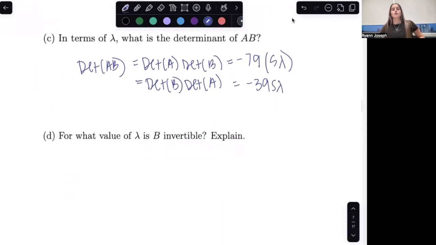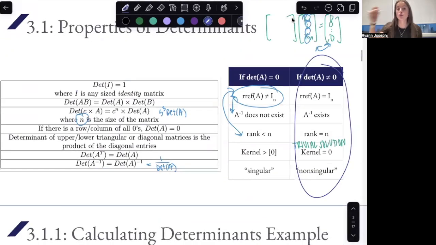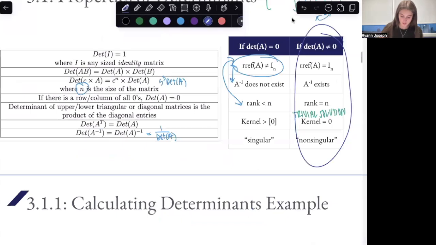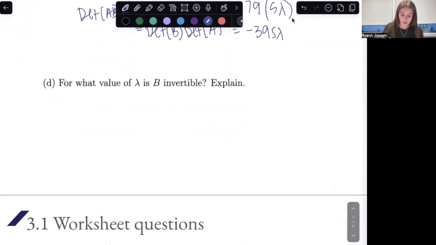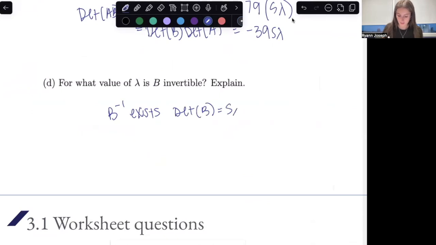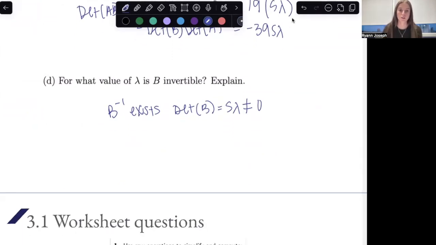For what value of lambda is B invertible? Again, invertibility is associated with whether or not the determinant is 0. For something to be invertible, we need the determinant to be non-zero. So B inverse exists. The determinant of B is just 5 lambda, like we said. So that just means when this is not equal to 0. So any values that don't set this equal to 0, which is a lot. So just where lambda, I guess, is not equal to 0.